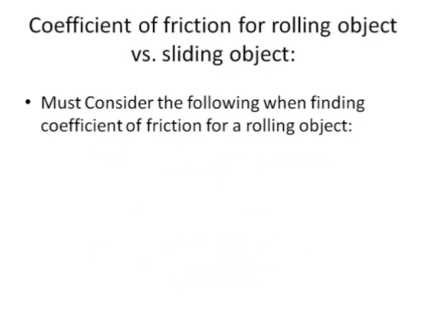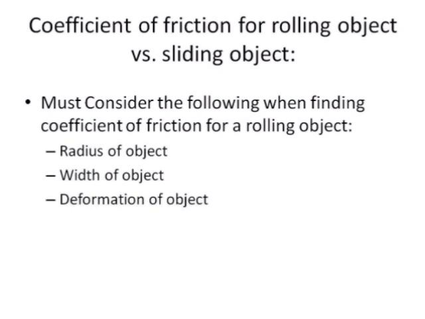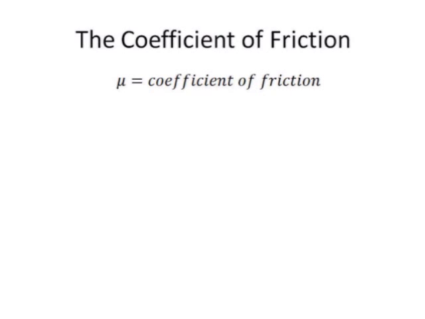Finding the coefficient of friction for a rolling object is much more complicated than finding the coefficient of friction for a sliding object. For a rolling object, we must consider the radius, width, and deformation of the object as well as the deformation of the ground. However, we can still estimate the coefficient by assuming that the ball slides rather than rolls.